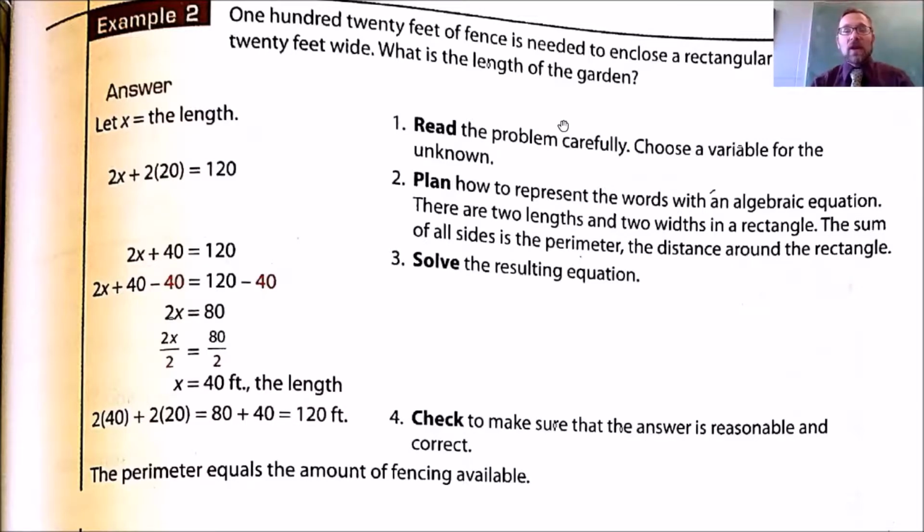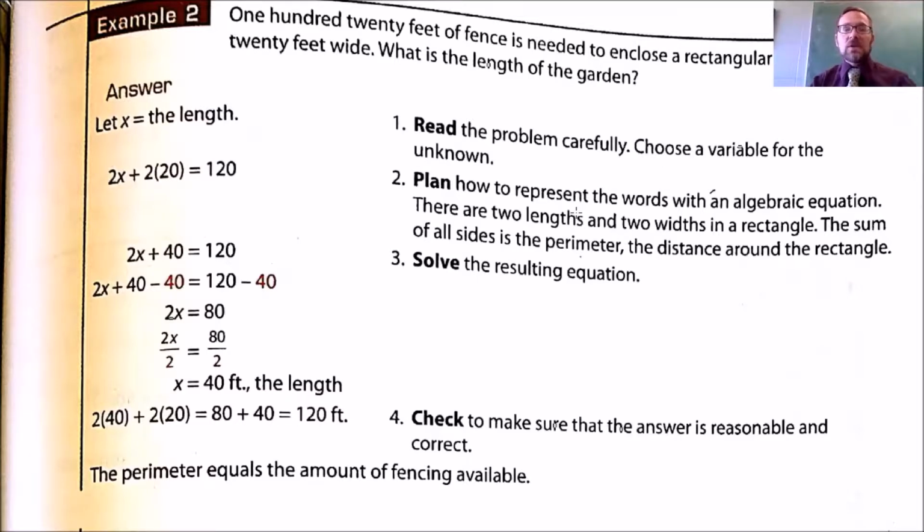If you remember back to finding the perimeter of a rectangle, you may have just learned add all the sides, but the technical equation is 2 times width plus 2 times length equals the perimeter. So that's what they're getting here for the plan. Your algebraic expression is 2 times the length, x, plus 2 times the width, 20, equals 120, which is the amount of fence needed to enclose the rectangular garden.